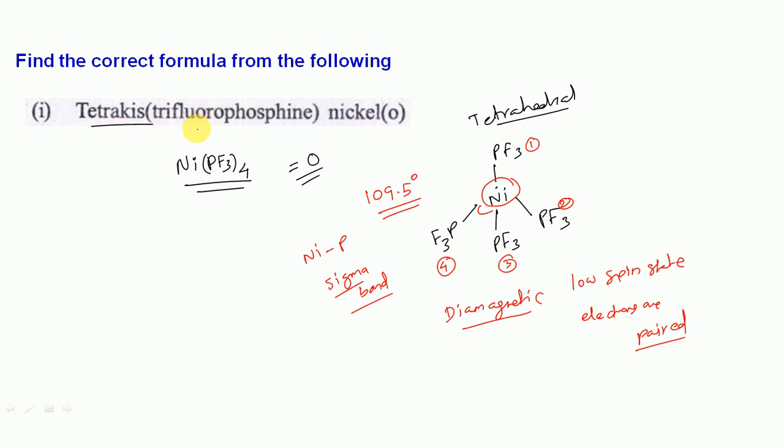So first one, tetrakis(trifluorophosphine)nickel(0): we discussed the formula, the structure, and the explanation of the full structure. This is a tetrahedral complex with nickel-phosphorus sigma bonds, bond angle 109.5 degrees, diamagnetic, low spin state, electrons are paired. Next, second one.